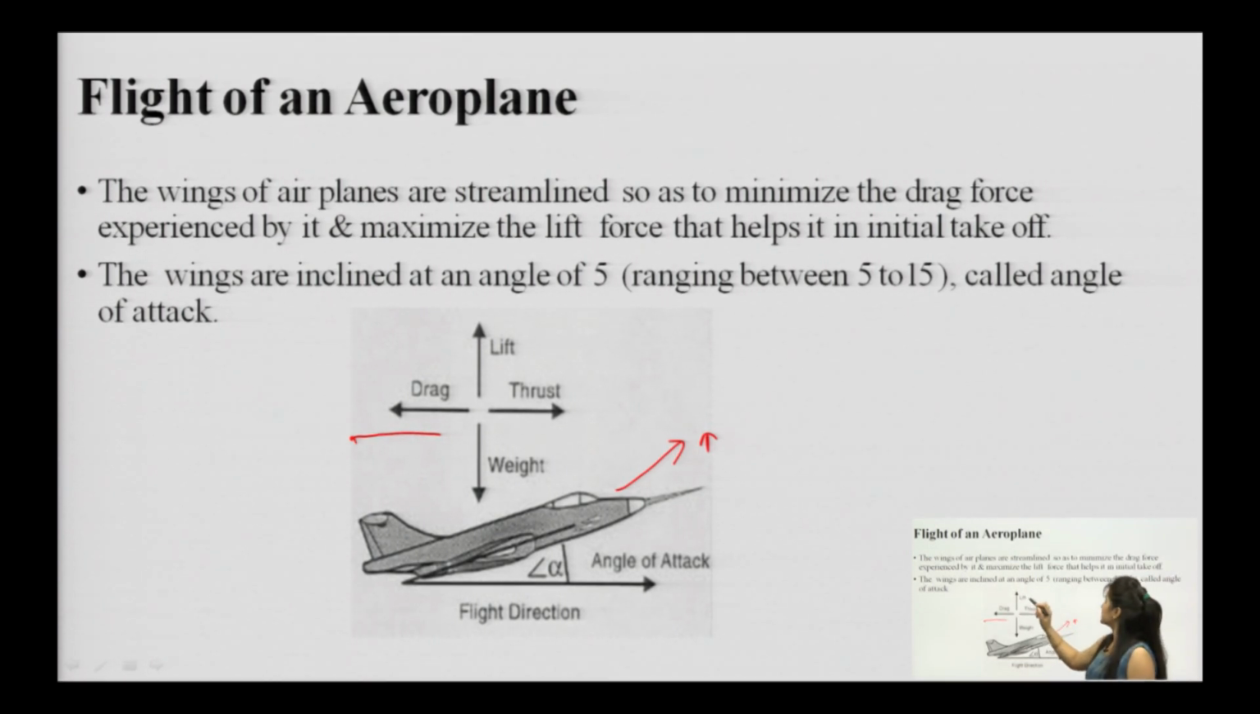And then you can see the wing inclined at an angle of 5 degrees. This inclination from the horizontal is represented by alpha, and this alpha is generally between 5 to 15 degrees, and 5 degrees we can take. This particular angle is known as the angle of attack.